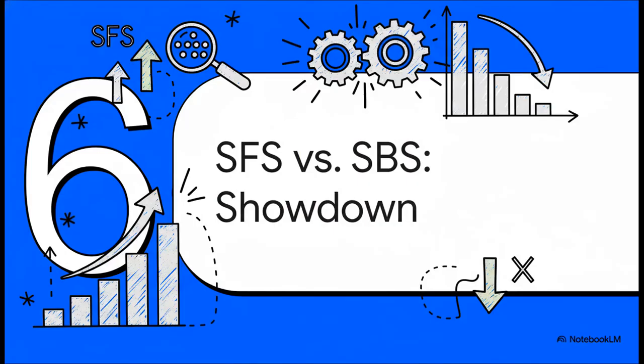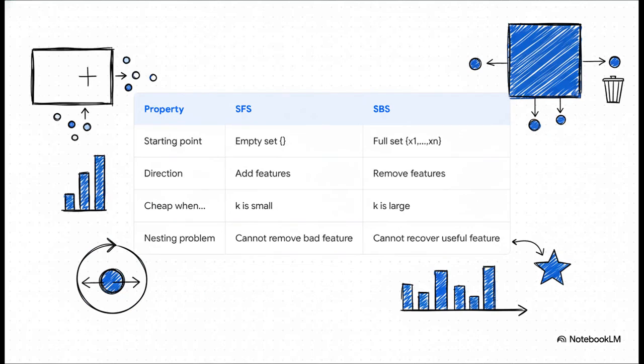Okay, so now that we've seen them in action, the good, the bad, and the greedy, let's put them head-to-head one last time to really lock in the differences. This table lays it all out pretty clearly. SFS starts empty and adds. SBS starts full and subtracts. This makes SFS a great choice when you want a really small, simple final model. On the flip side, SBS is often faster if you have tons of features to start with and you just want to trim a few bad ones.